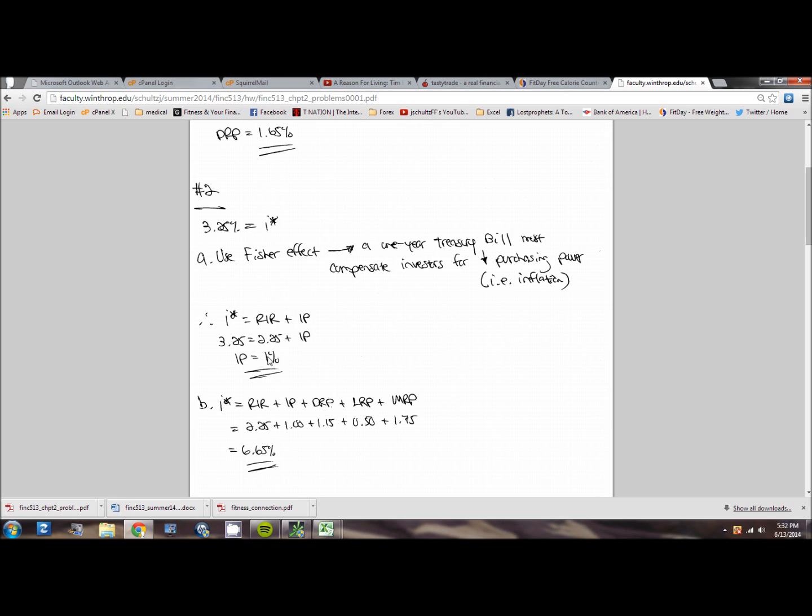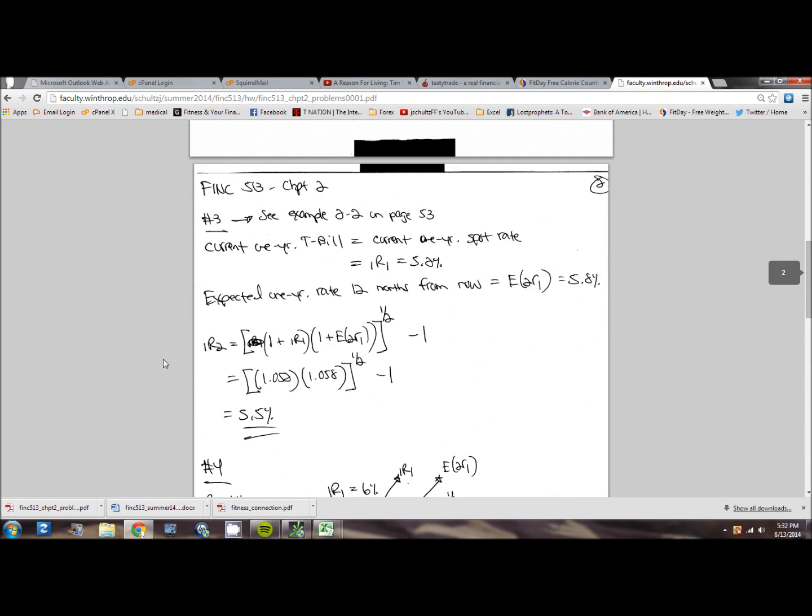If you actually read in the text, in the Fisher effect section, they talk about 1-year T-bill rates and using them in this way, but they don't really explain it the way I just explained it, in the sense that there is no default risk premium, there is no liquidity risk premium, there is no maturity risk premium. So that's how you solve number 2, and I hope that's helpful for you guys. I think it is, especially going through part A.